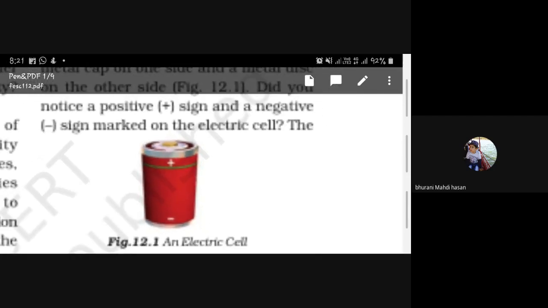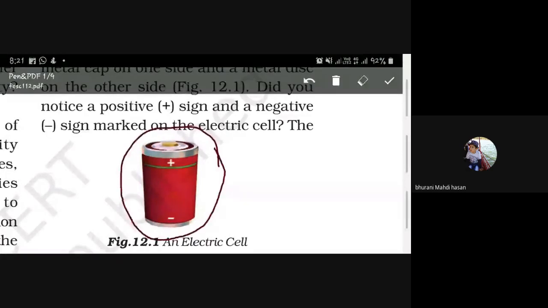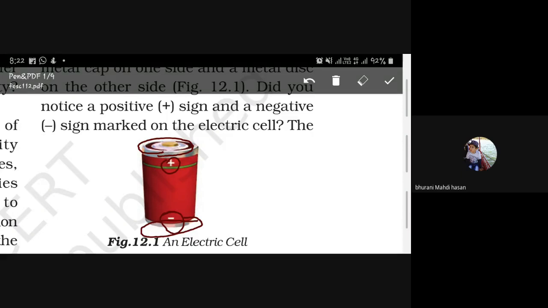Okay. Now, this is an electric cell. हम बोलते हैं ना जिसको battery. Okay, this is the electric cell. So here this is the disc, and this is the metal cap. Here is a positive sign and here is a negative. Where there is the cap, it is positive, and where there is the disc, it is negative. So this is very important. You have to see where is positive, where is negative.